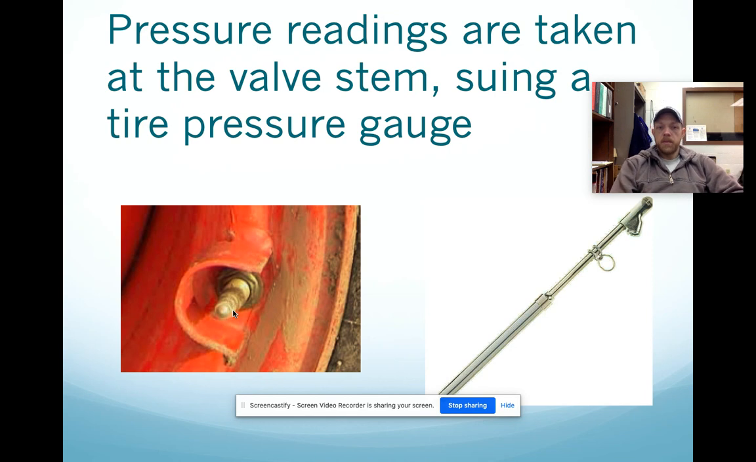That's a valve stem protector. A lot of manufacturers are moving to those. That way, if you're using this piece of equipment out on the farm and you drive by a tree limb or some other obstruction, it's not going to knock that valve stem off.